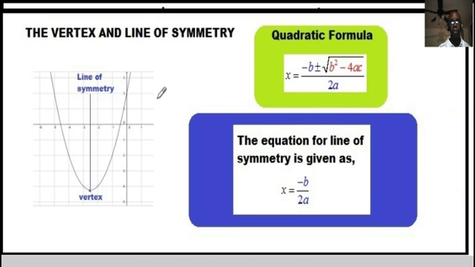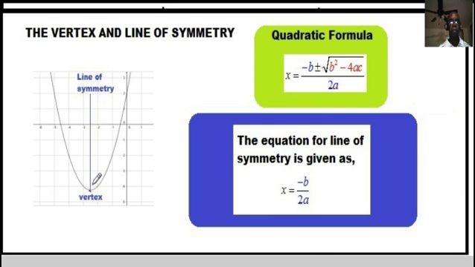Looking at the vertex and axis of symmetry, the vertex of a quadratic function is the turning point on the parabola. Remember, the curve is called a parabola. So it is at this point where the graph changes from decreasing to increasing, or vice versa. The line of symmetry is a vertical line which divides the parabola into two equal halves. It intersects a parabola at its vertex. So this vertical line is the axis of symmetry.